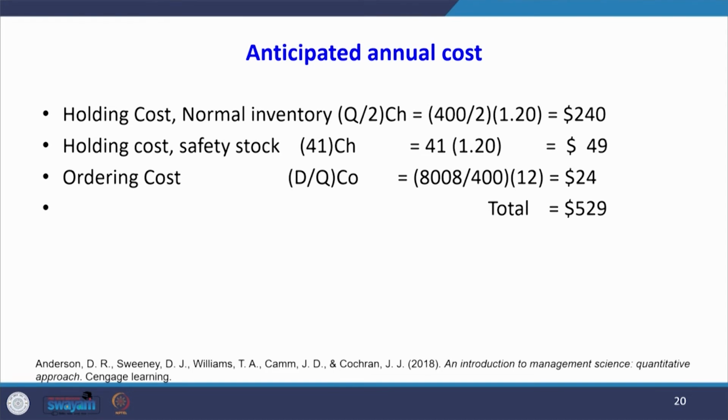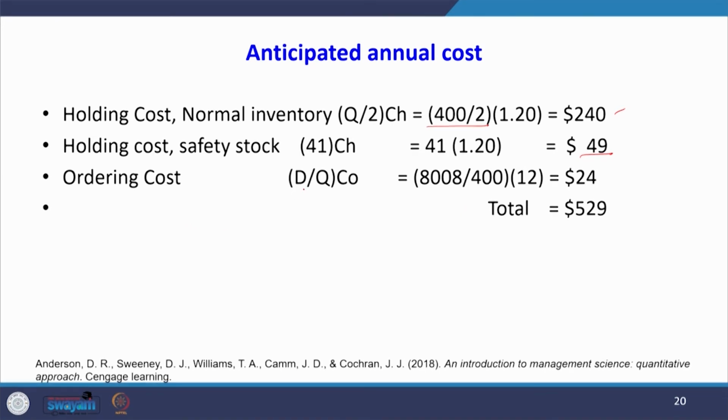So, now we can find the anticipated annual cost. First cost is holding cost for normal inventory. What is the traditional formula? Average inventory multiplied by holding cost. Average inventory is Q by 2, 400 by 2, multiplied by holding cost $1.2, giving $240. Now, the safety stock. Remember that apart from 154 we have 41 additional units. For that stock also we have to pay the holding cost. So, 41 multiplied by 1.2 is $49.